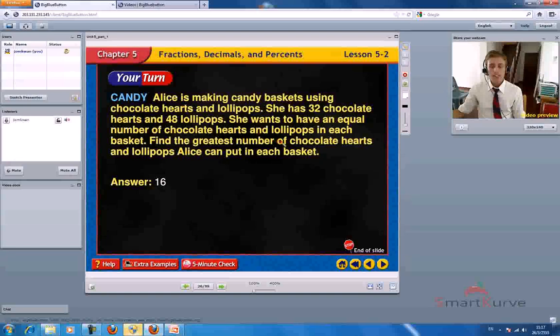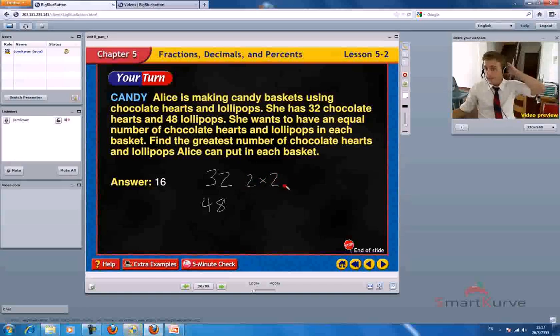Alice is making candy baskets using chocolate hearts and lollipops. She has 32 chocolate hearts and 48 lollipops. She wants to have an equal number of chocolate hearts and lollipops in each basket. Find the greatest number of chocolate hearts and lollipops Alice can put in each basket. Find the greatest common factor. So we do prime factorization of 32 and 48.